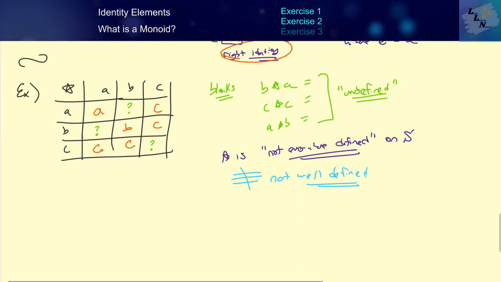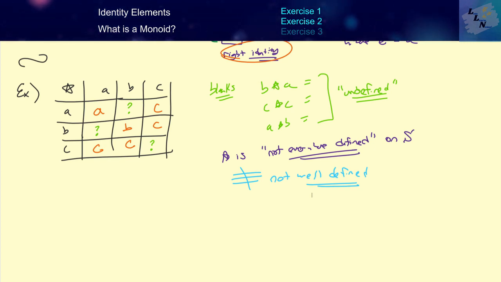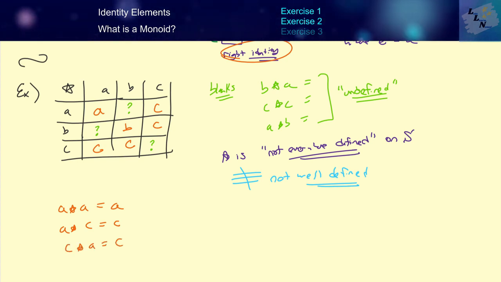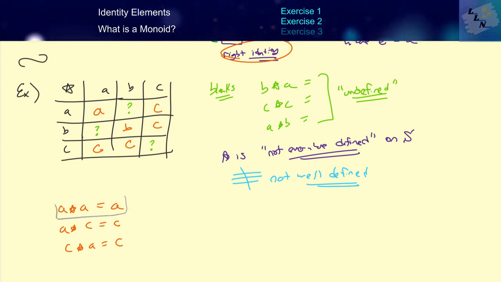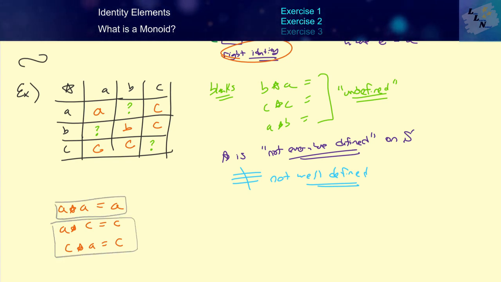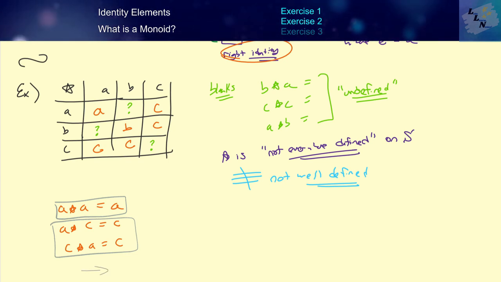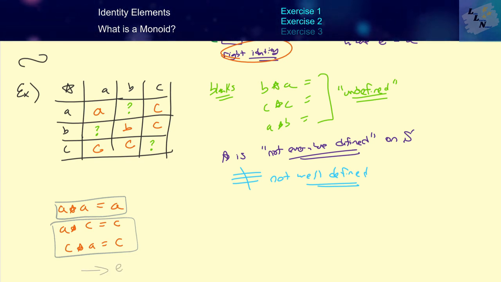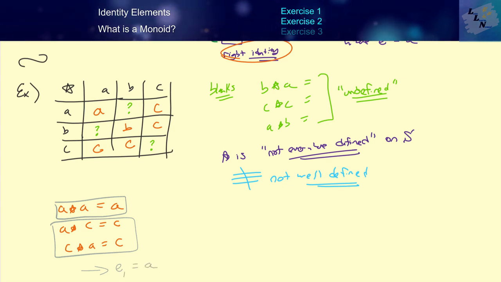So let's go back to this discussion of possibly having two different types of identities here. Okay, so let's look at this particular table. So let's look at A star A. We clearly see that that's equal to A. A star C is equal to C, and C star A is equal to C, right? So A star A is equal to A, and A star C and C star A are equal to C. So these operations will imply that an identity element E is equal to A, right? At least a first identity element.